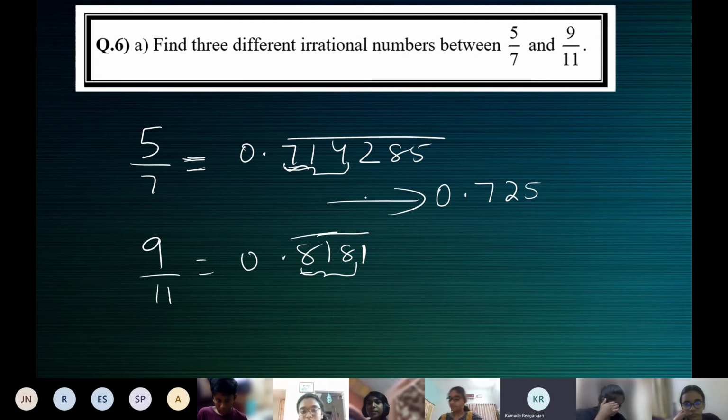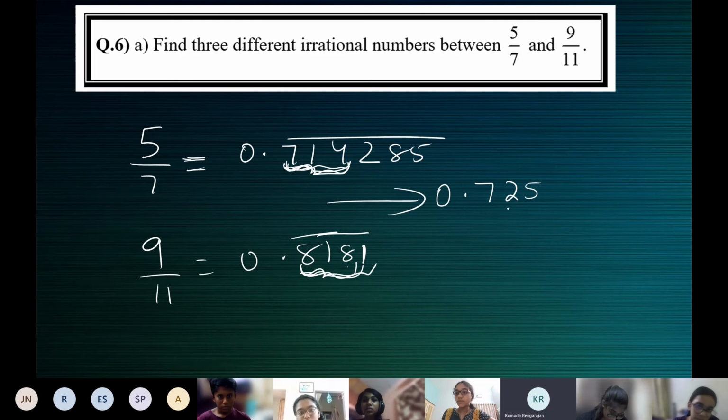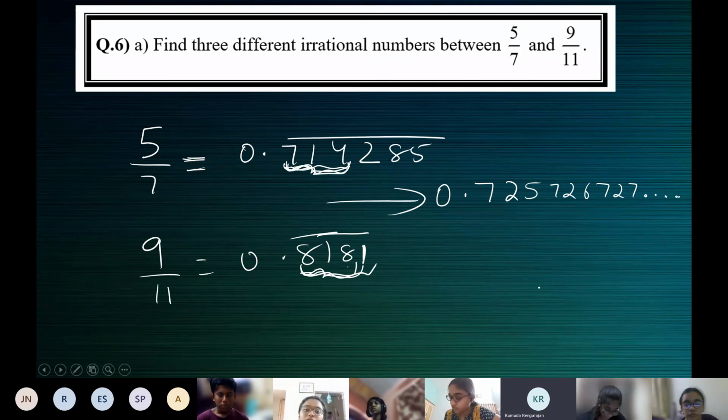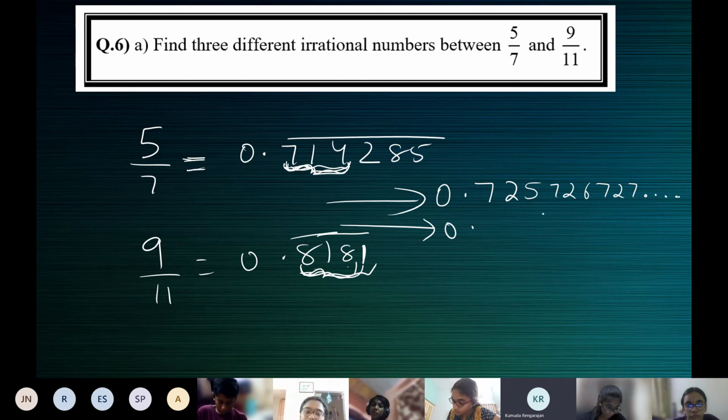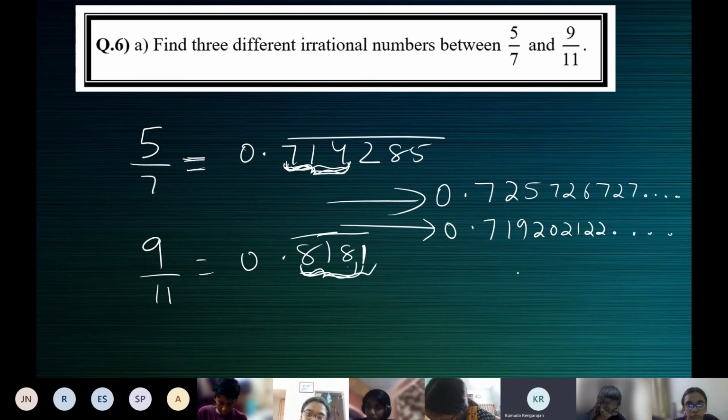You should write three numbers between these two. So I'm just taking the first three digits and first three digits. You can take first two digits also. Okay, so 714, 818. 725 is between it. But this is not the end. It should be a non-terminating, non-repeating decimal. So you can just go like this, 725, 726, 727, going on like this. Do we understand? Let me write another one. 0 point. 719 is also between that. So I'll just write 19, then I'll write 20, 21, 22, and going on like that.